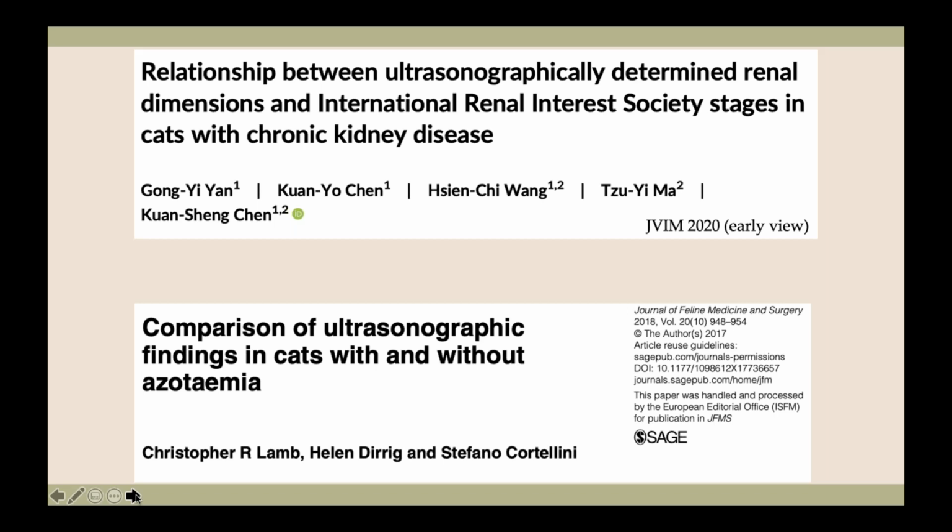I'm also going to talk in more detail about this paper by Lamb and colleagues that discussed ultrasound findings in cats with and without azotemia, and I'm going to reference a bunch of stuff along the way. But these are the two articles that we're really going to spend the bulk of the time critiquing. I wanted to start with what we know about cat ultrasound findings, some preconceived notions that might not always be correct, and even anatomy where I always run into incorrect descriptions of cat kidneys on ultrasound. So let's get started.